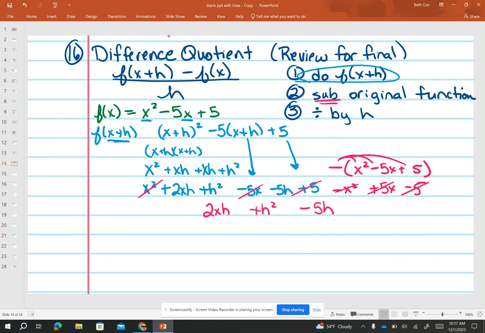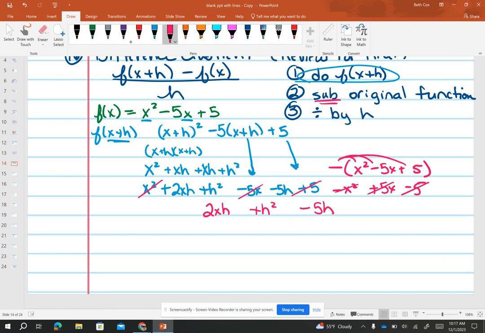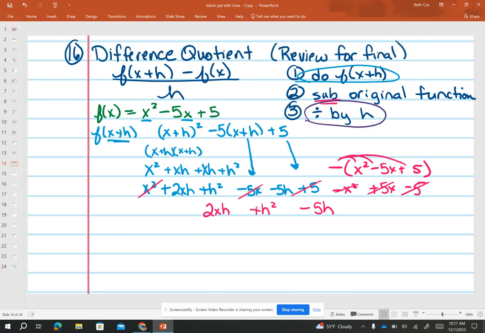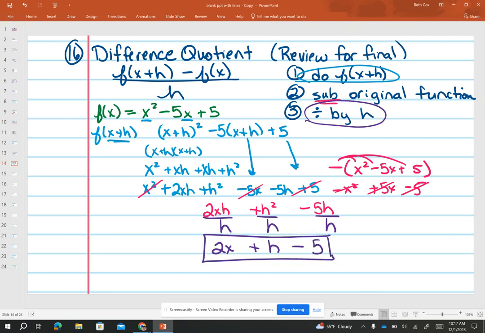So now I'm going to do step 3. Step 3 says divide by h. So I'm going to divide everything by h. And we're going to get 2x plus h minus 5. And that's the difference quotient. You will see this on the final. I don't know if it'll be on your test, but it will definitely be on the final, so make sure you review it. Okay, number 16.